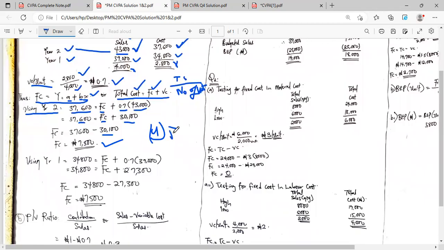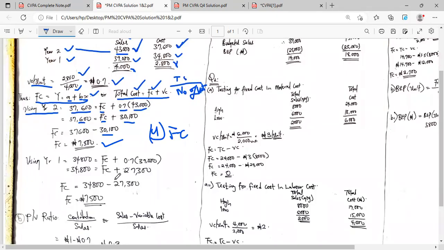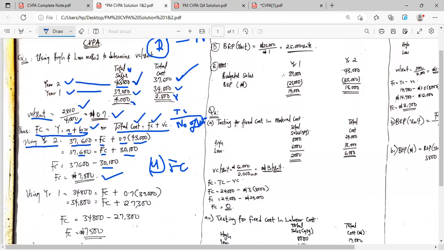So with this, you have gotten the requirement of A that says you should get fixed costs. Remember, if you are given total cost and you are told to get fixed costs, you have to solve using the high and low method. Are you getting it? Which we have done in this case. Now, I had to prove again using my year 1 to tell you that the answer I'm going to get if I use year 2 data and if I use year 1 data is totally the same.